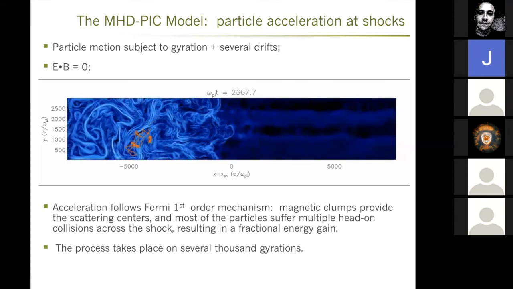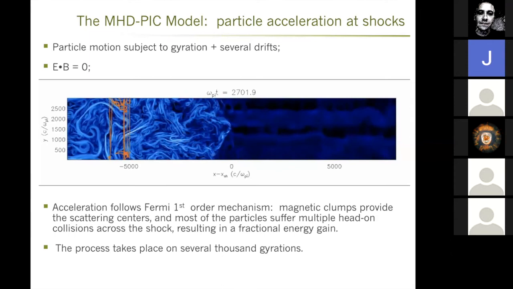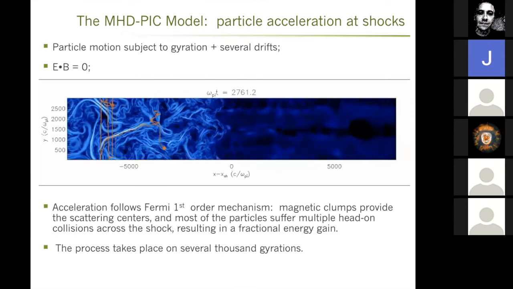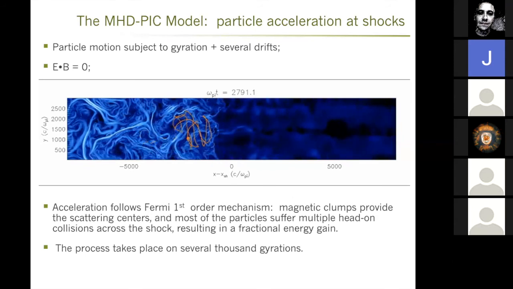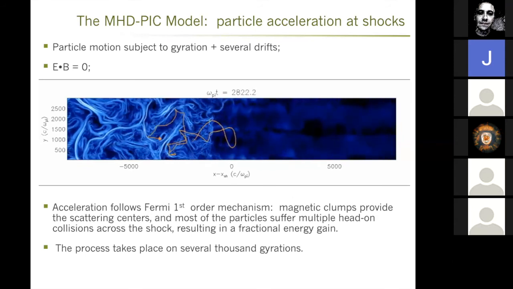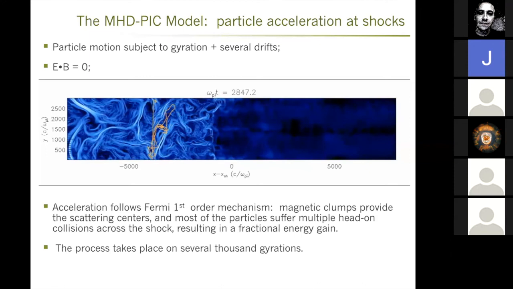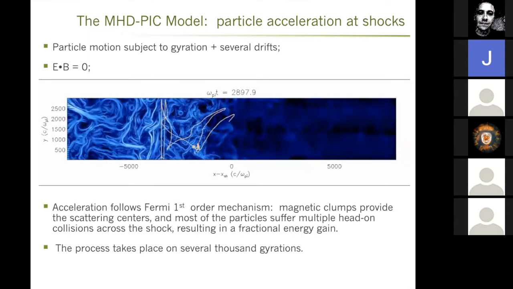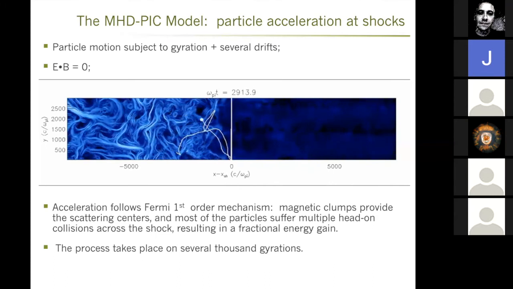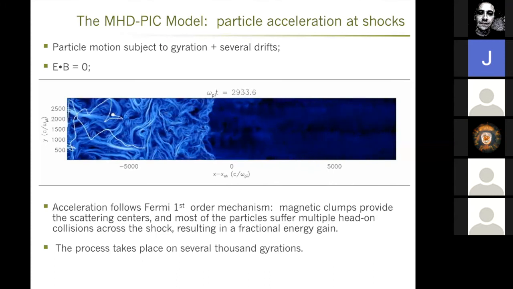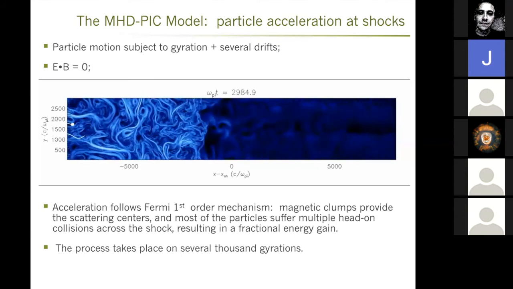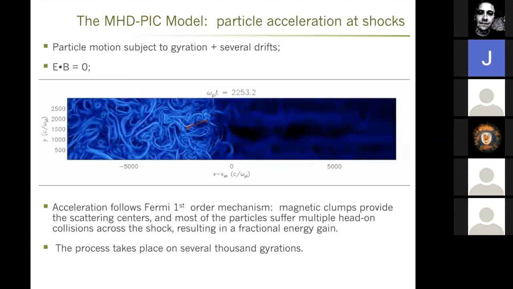Magnetic clumps will provide the scattering centers. In the end, this particle will become very energetic. Of course, you need to resolve several gyrations in order to describe this process. Now you can see it's light orange, and it's going to turn almost white. So this is how Fermi first order mechanism operates at shocks.